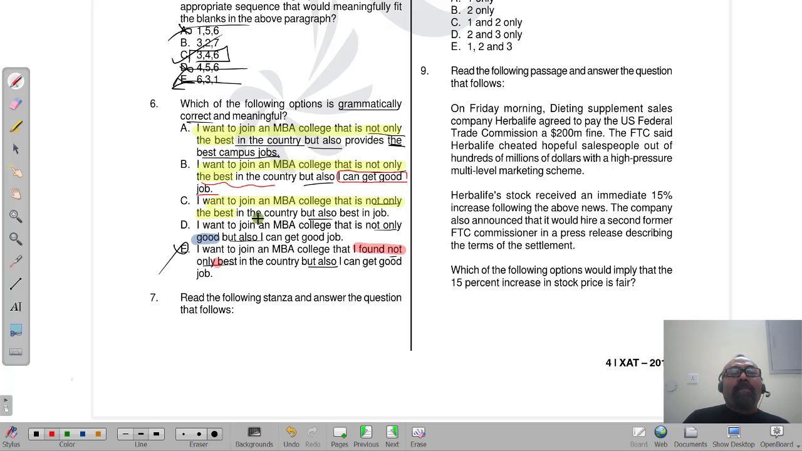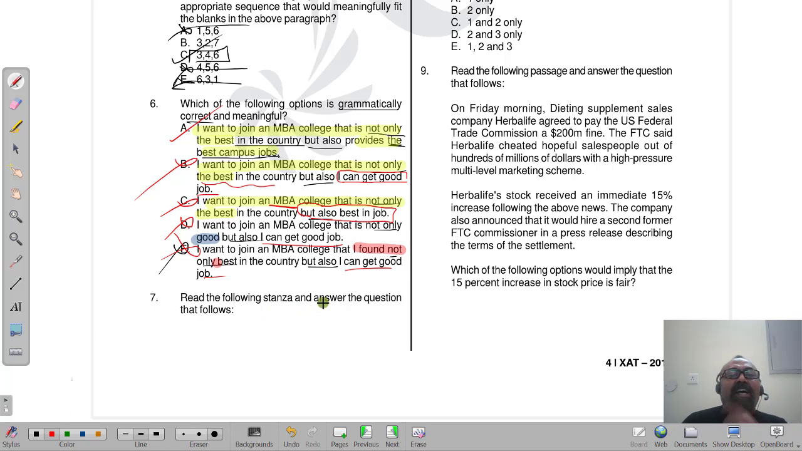C. Not only the best in the country, but also best in job. What do you mean best in job? I think grammatically probably there's no problem with C, but logically it has a problem. MBA college is not better in job. That's not what is being mentioned. He's saying that it has to provide the best job in the campus. So C also doesn't make sense. B doesn't make sense. E, I want to join MBA college that is not only good, but also I can get good job, has the same problem as B. So E also doesn't make sense. So obviously A is fine.